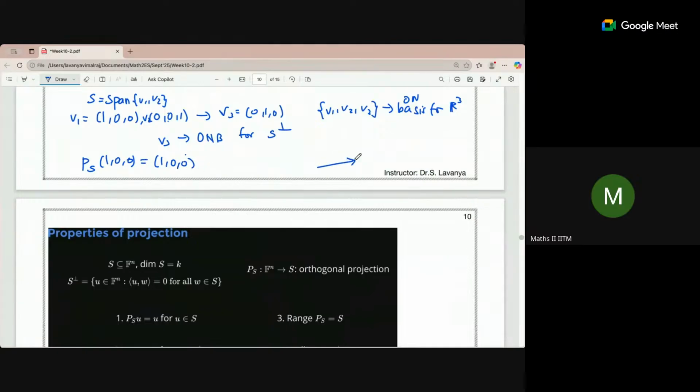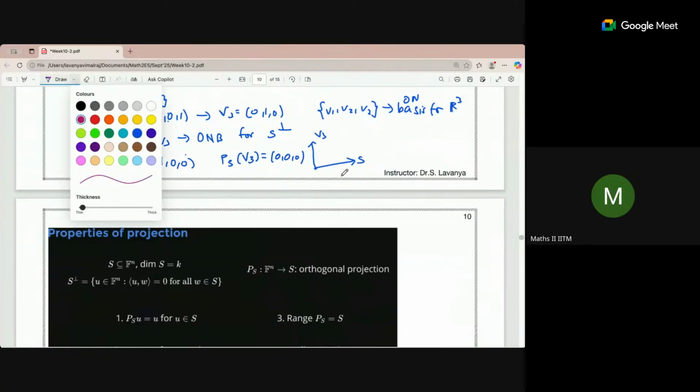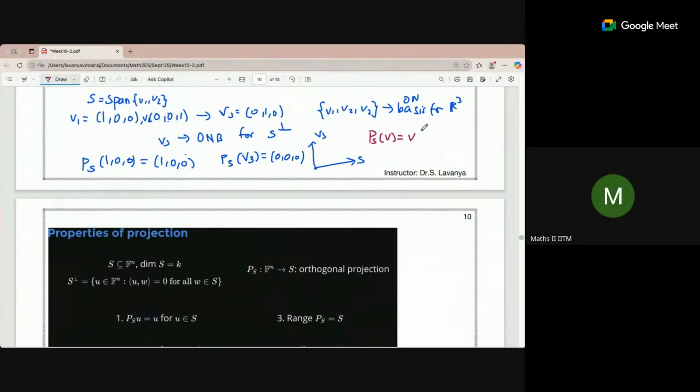See, this is your vector V. You want to project this vector onto S, and it is already in S, so you are getting the same vector. You are not doing any change here. Next, what is PS of V3? Remember, V3 is an orthonormal basis for S perp. If this is your S, this V3 is perpendicular to S. So what is PS of V3? Zero. Exactly. This should be the zero vector. So what is the main takeaway here? PS of V is V if V belongs to S, and PS of V is 0 if V belongs to S perp.